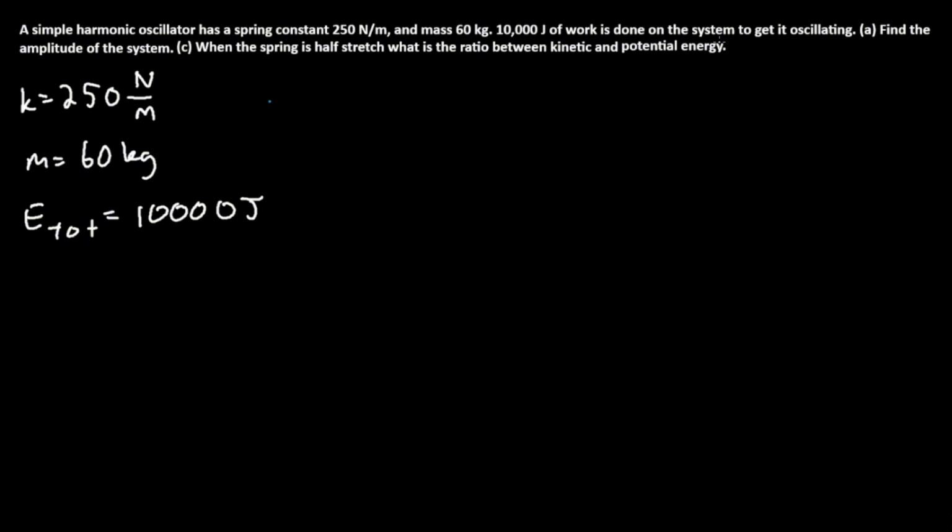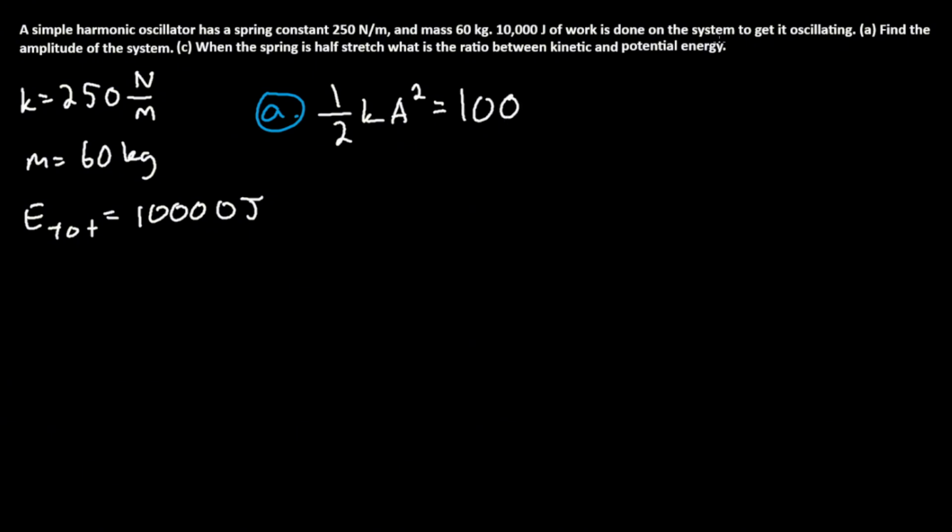Okay, well, let's solve for part A. For part A, our total energy should help us find the amplitude. So let's take a guess. What is the formula for total energy? The formula for total energy is 1/2 times your spring constant times amplitude squared. That's equal to your total energy in your system.